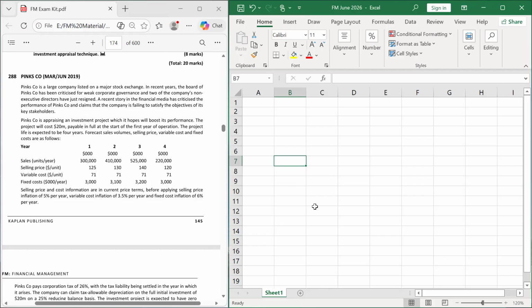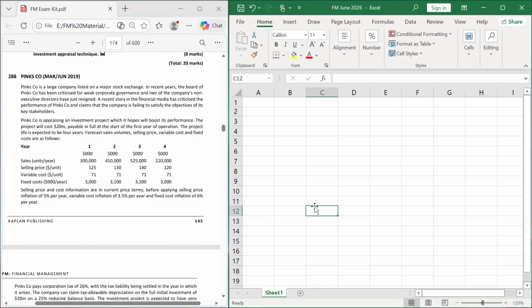Pink company is appraising an investment project which it hopes will boost its performance. Okay, so they are considering to invest in the project, and the project will cost 20 million, payable in full at the start of the first year of the operation. The project life is expected to be 4 years. So the project will be of 4 years, and forecasted sales volume, selling price, variable cost, and fixed costs are given to you. So the initial investment is 20 million, which means 20,000. Then you are being provided with the details of the sales each year, what is the selling price each year, what is the variable cost each year, what is the fixed cost each year.